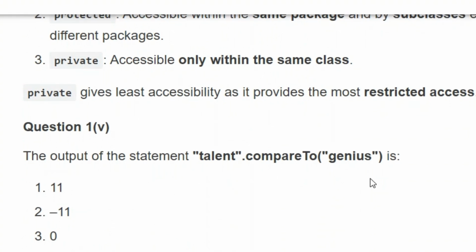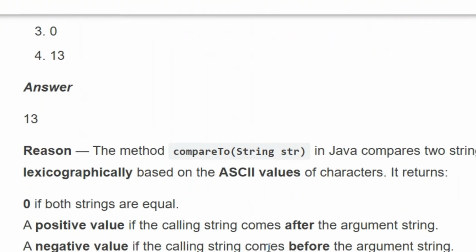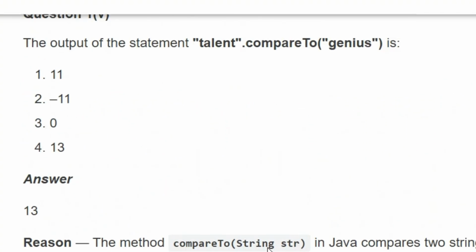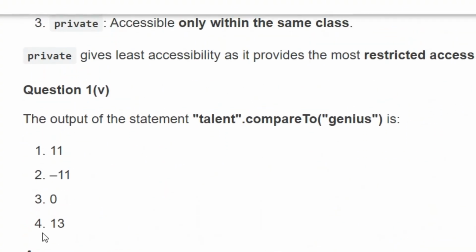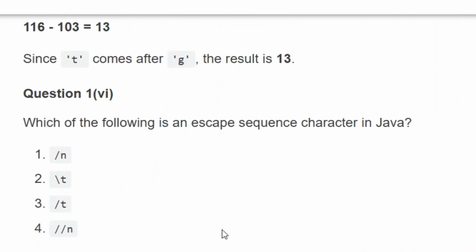Question 5. What is the output of talent dot compareTo genius? Answer. The ASCII code of T is 116 and the ASCII code of G is 103. So, 116 minus 103 equals 13. Correct answer. Option 4, 13.